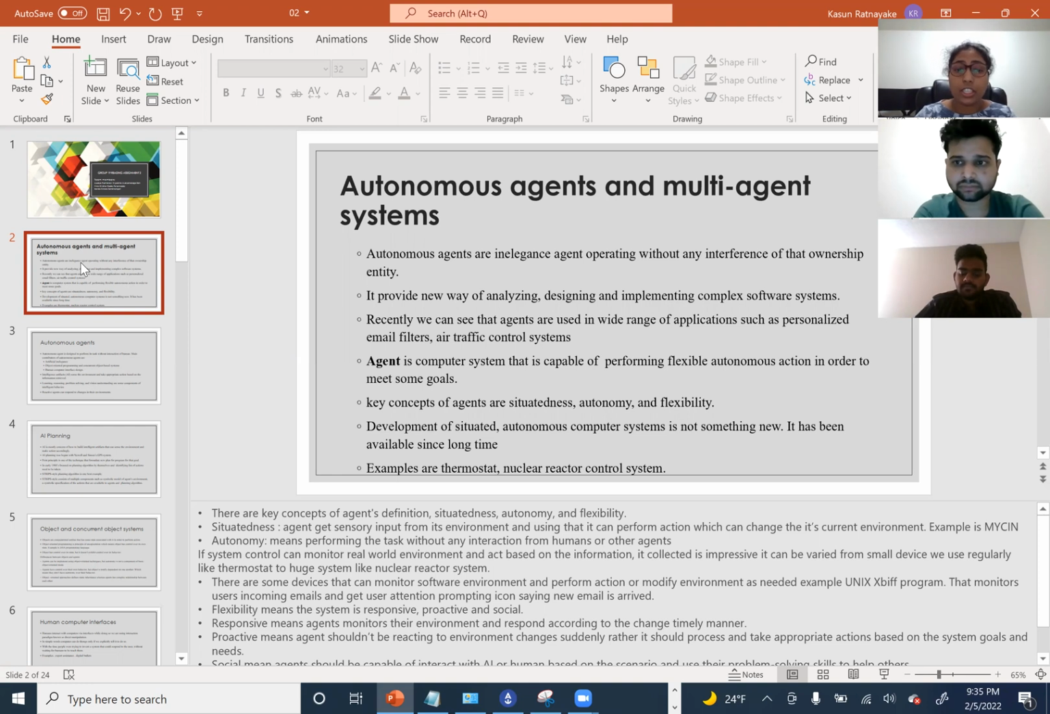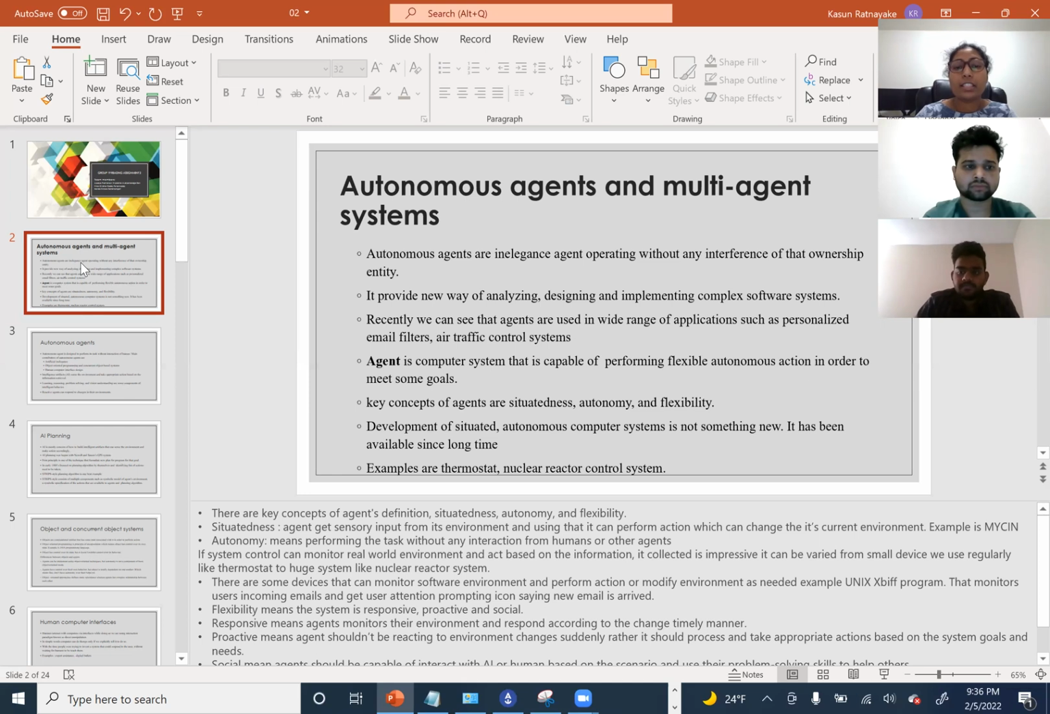Situatedness of agents means that the agent gets sensory input from its environment and uses that information to perform action. So it will monitor the environment and take action based on that. Autonomy means it can perform a task without interaction of any human or any other agent. And flexibility means the system has to be responsive, proactive, and social.